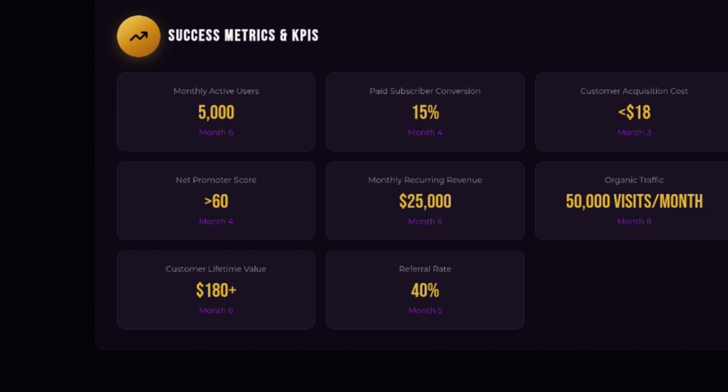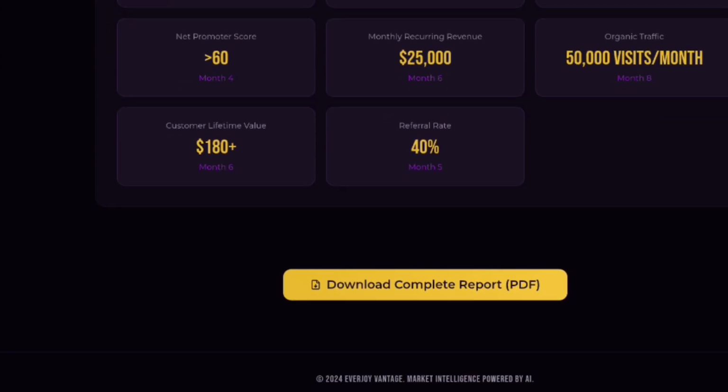This is the success metrics and the KPIs, as I said before, and then you can download the report. So it's a very, very comprehensive report. It doesn't leave you anything to chance or to guess. Everything is there for you to go and have a look at and really get great value out of it.